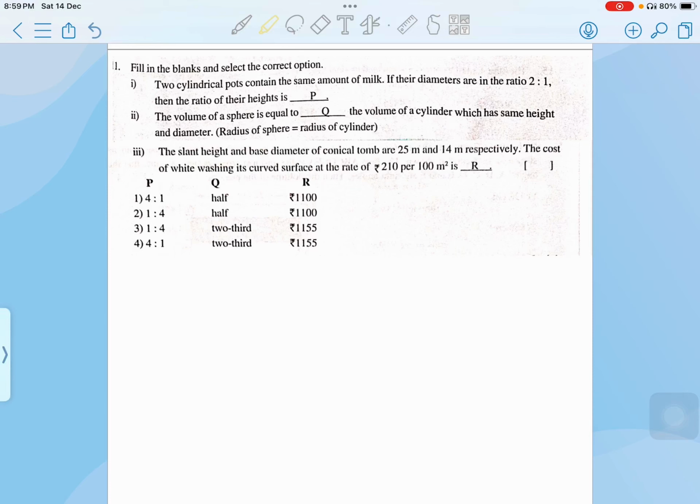Welcome back students. We continue doing the 11th question. Fill in the blanks and select the correct options. So two cylindrical pots contain the same amount of milk. Means there are two cylinders. Their volume of cylinder 1 will be equal to the volume of cylinder 2.